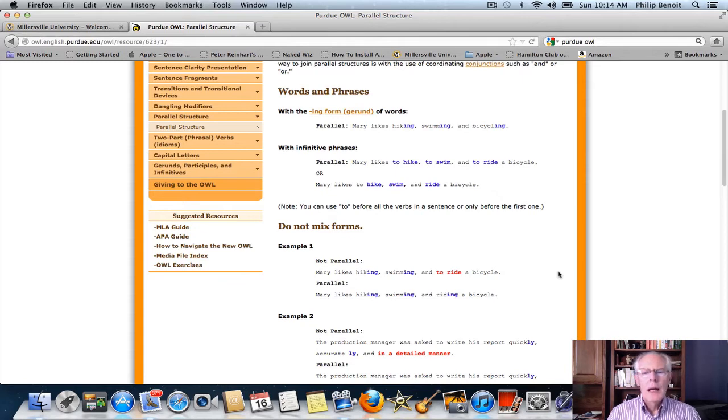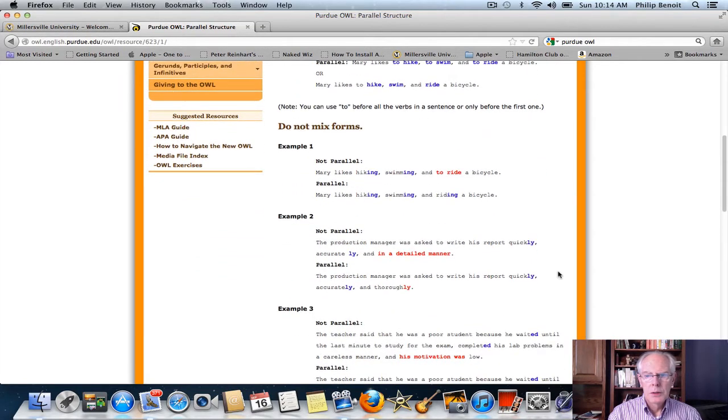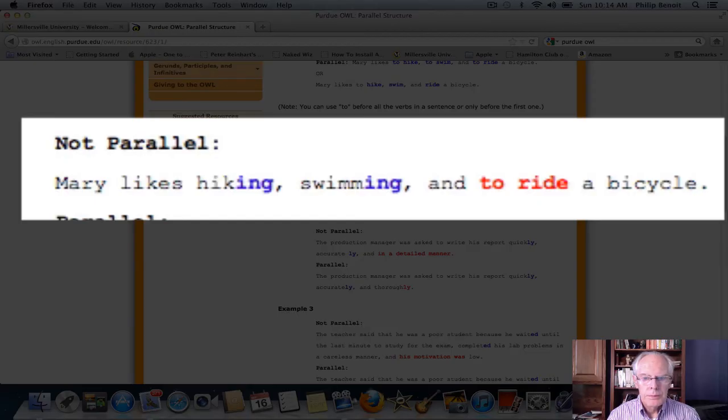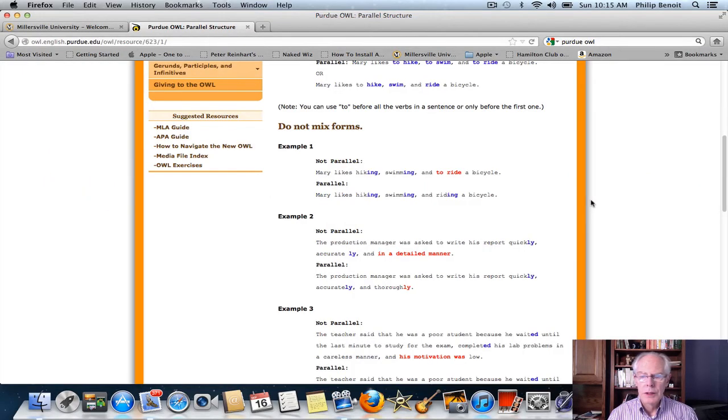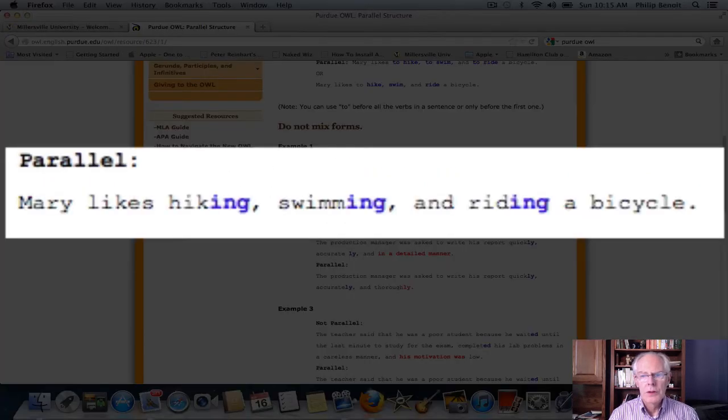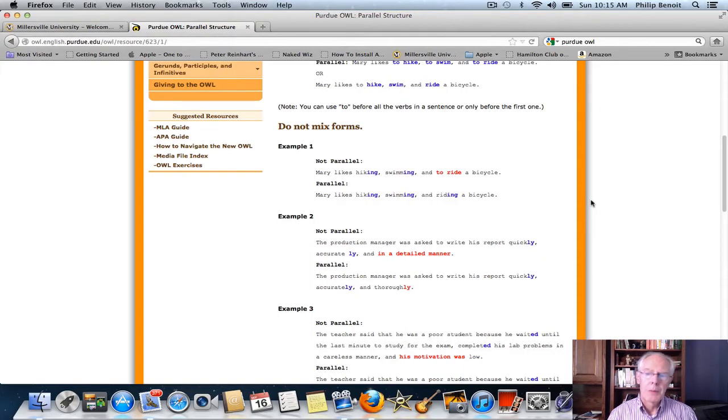Do not mix the forms, it says next. We have two examples that show how mixing the forms doesn't work. Here's the form in example 1 that is not parallel: "Mary likes hiking, swimming, and to ride a bicycle." We've mixed the infinitive with the gerund ending here, and it is not parallel. It jars a little bit when you read it. The parallel structure is easily accomplished by, in this case, choosing the gerund ending: "Mary likes hiking, swimming, and riding a bicycle," our first example up above.